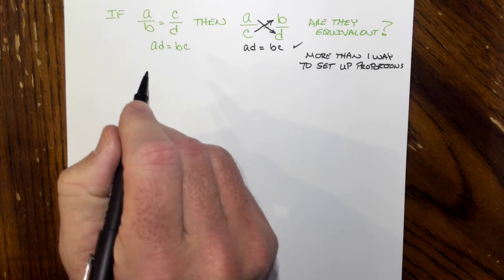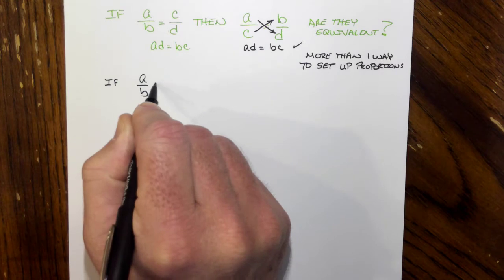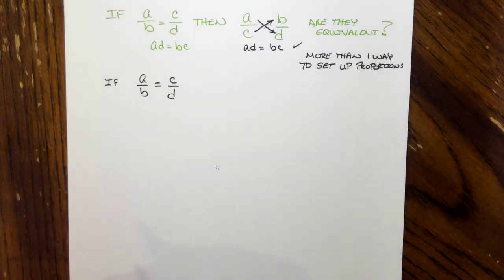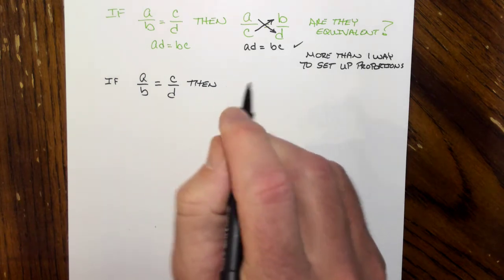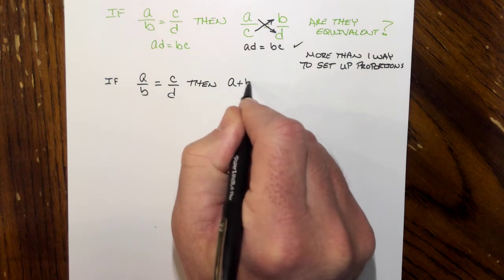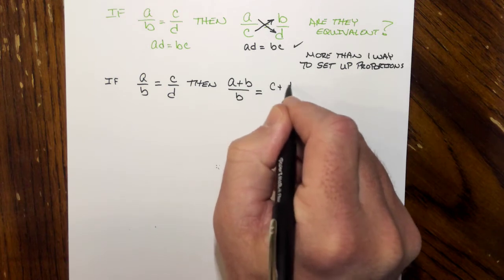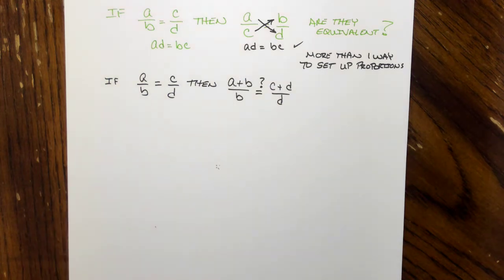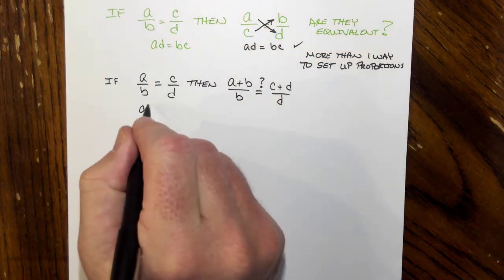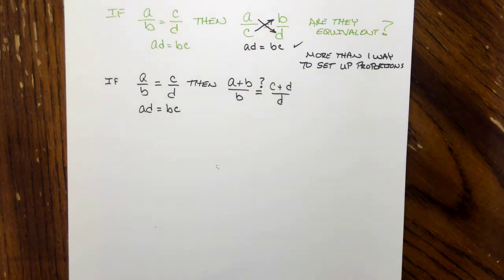If A over B equals C over D, then is this equivalent? A plus B over B, C plus D over D. Are those equivalent? What's your cross product here? AD, BC. Can we get this to look like that? So let's check. Do your cross products.